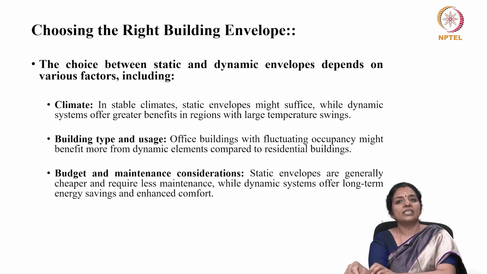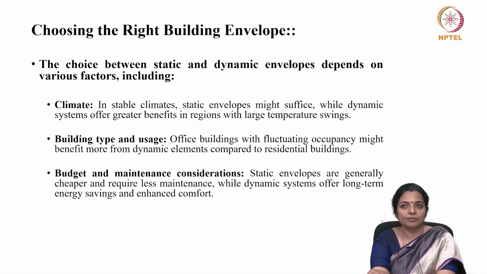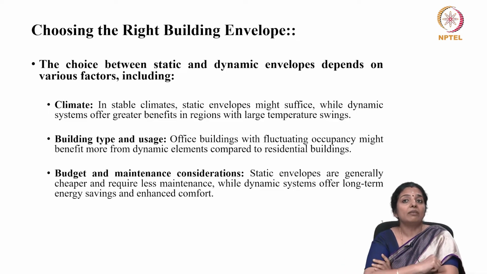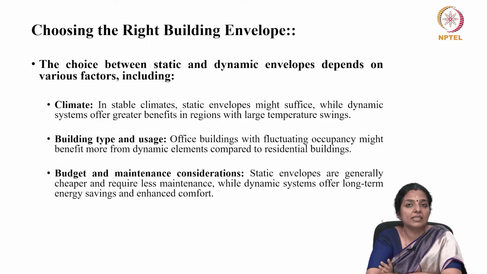Second is, you need to consider the building type and usage. Office buildings have fluctuating occupancy, and they may benefit most from the dynamic elements as compared to smaller or less energy intensive buildings. Office buildings have more fluctuating occupancy, they are energy intensive, and their requirement of daylighting and thermal comfort is far more complex than, say, a residential building.